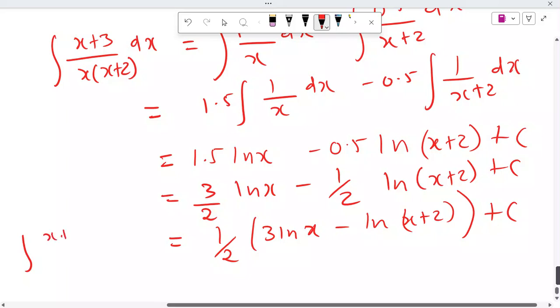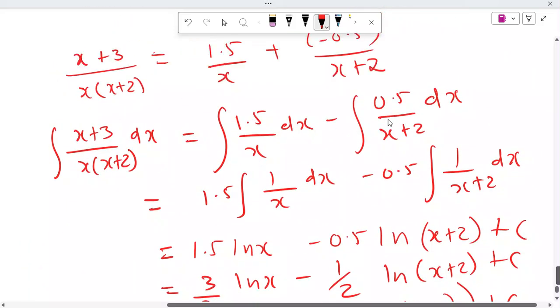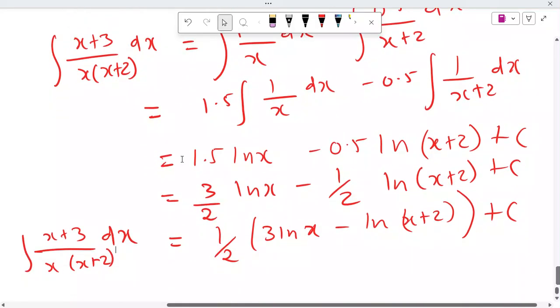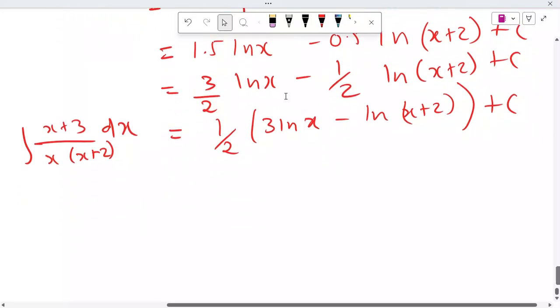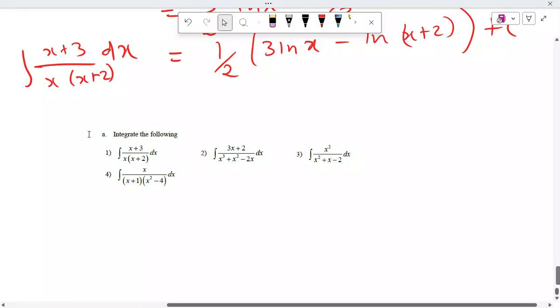Okay, so we have the integral of (x + 3)/(x + 2) dx. We are doing all this so that we have simple equations to integrate. So the tricky part of this is knowing how to decompose a fraction. The whole part is decomposing a fraction. When you decompose the fraction correctly, you've solved the question. So let's see how to answer part 2.